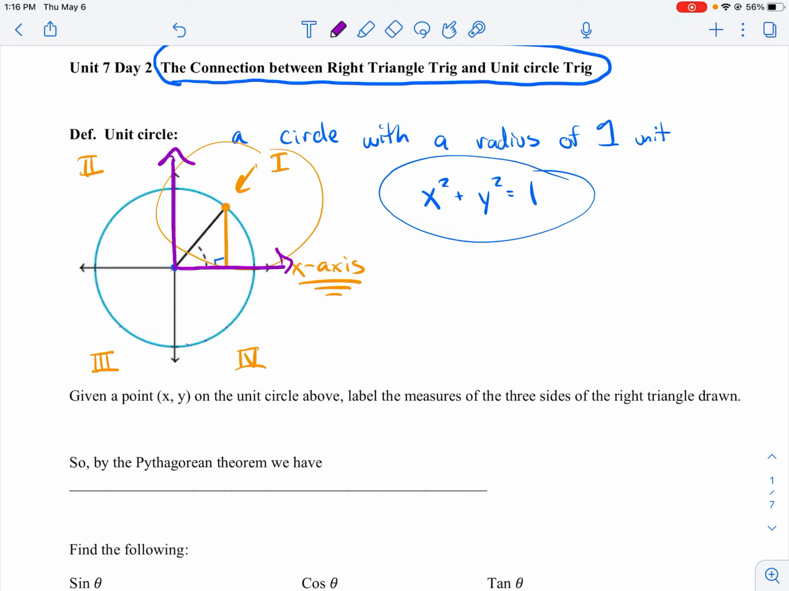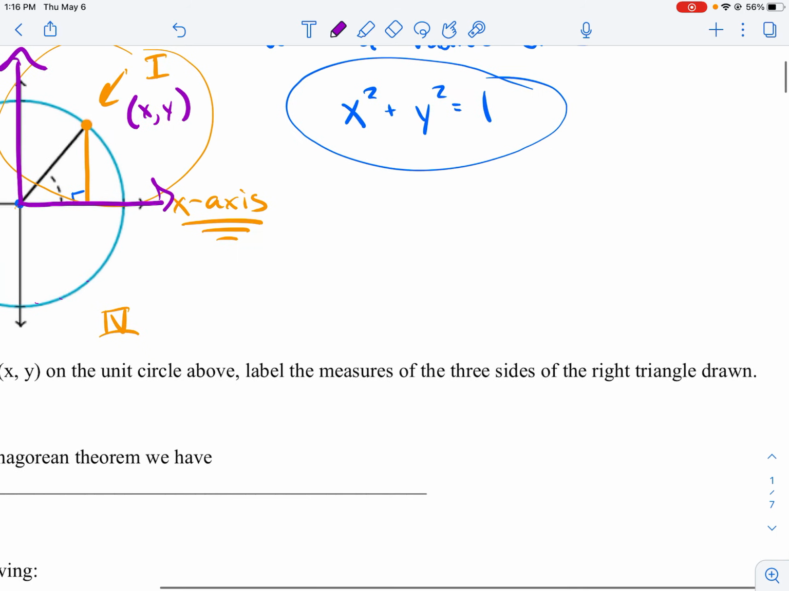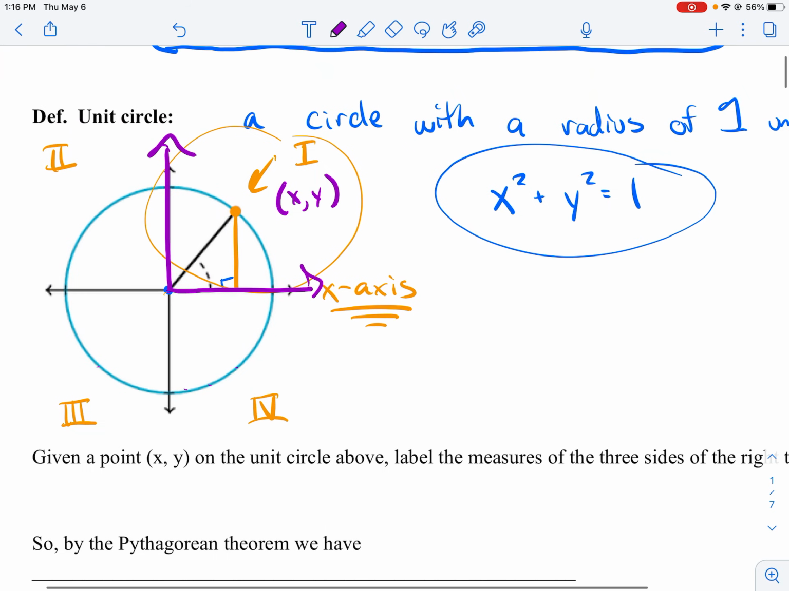So, given a point, x and y. Right? So here's our point, x comma y. All right? So, what we're looking at is, on the unit circle, label the measures of the 3 sides of the right triangle drawn. Okay? So remember, when we're trying to put a point on our coordinate graph, right, you always start with your x value, how far left or right you're going, right, and then your y value determines how high up or down you go on our coordinate plane. Okay, so this point x comma y is determined by this value here, and again, our radius is just 1. Okay, hopefully that's not too trivial, right?